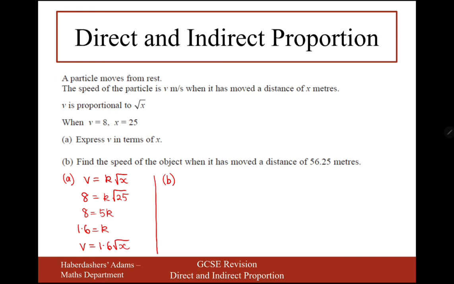Moving on to part B now, find the speed of the object as it has moved a distance of 56.25. So the distance is relating to x. So I need to substitute x in for 56.25. So v equals 1.6 times the square root of 56.25. Let's work out what the square root of 56.25 is first. Square root of 56.25. And that is 7.5. And now let's multiply it by the 1.6. Answer times 1.6 gives us 12. And the units for V is meters per second. There we are, that's the answer for that question there.